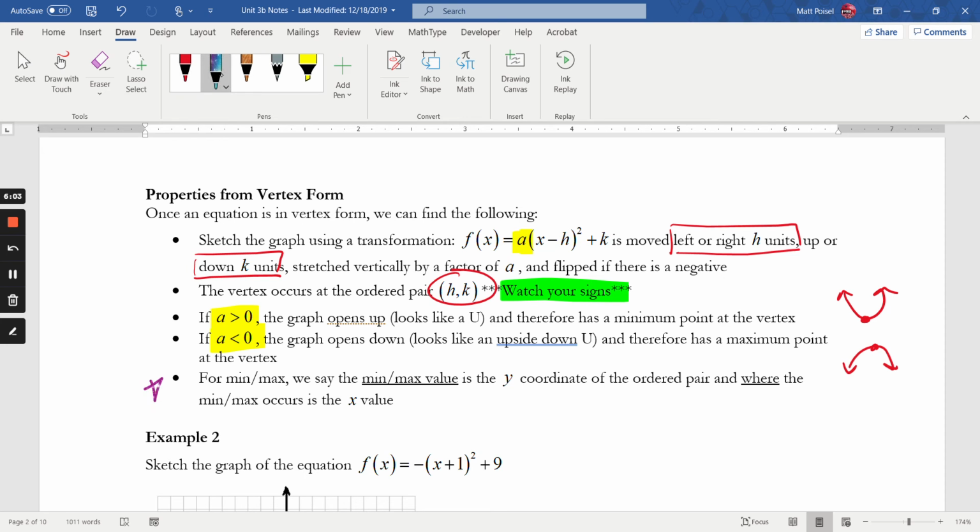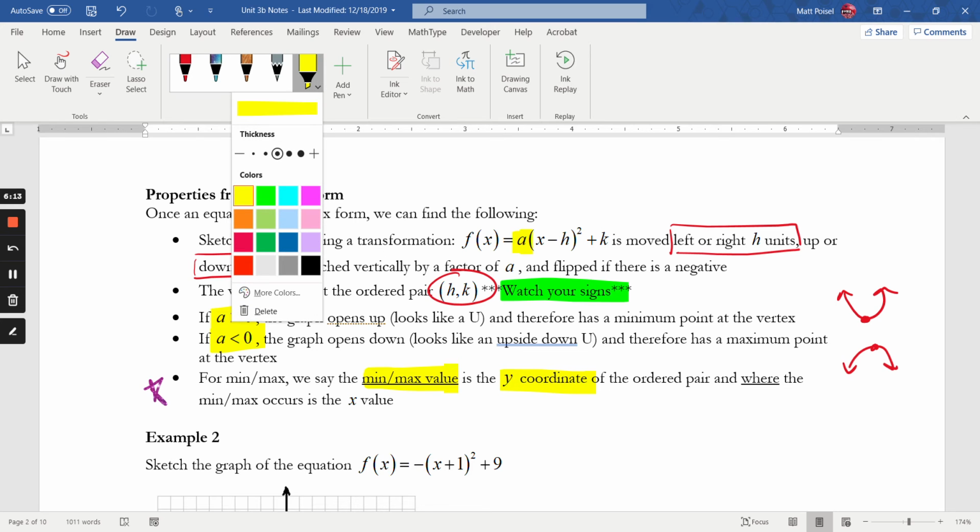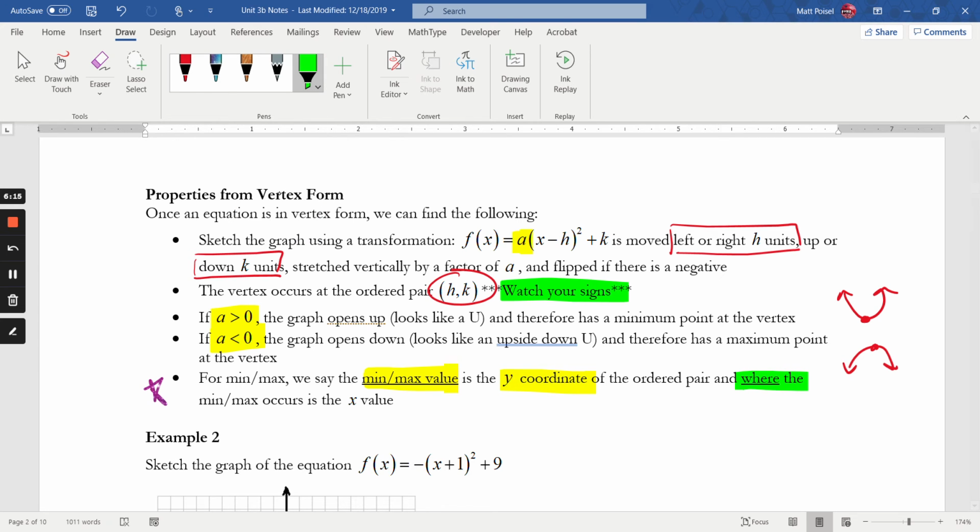Now, one thing, again, almost getting English class here. For min and max, we say that the actual value is the y-coordinate, but then where it occurs is the x value, the x-coordinate. This comes into play a whole lot more with story problems and just talking about where and what the values might be.